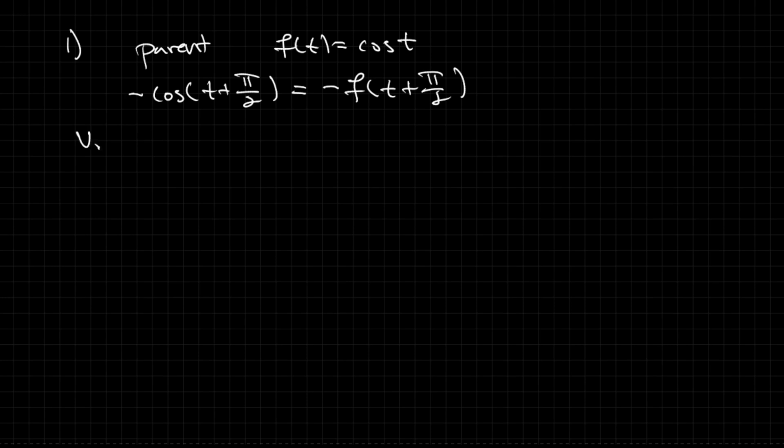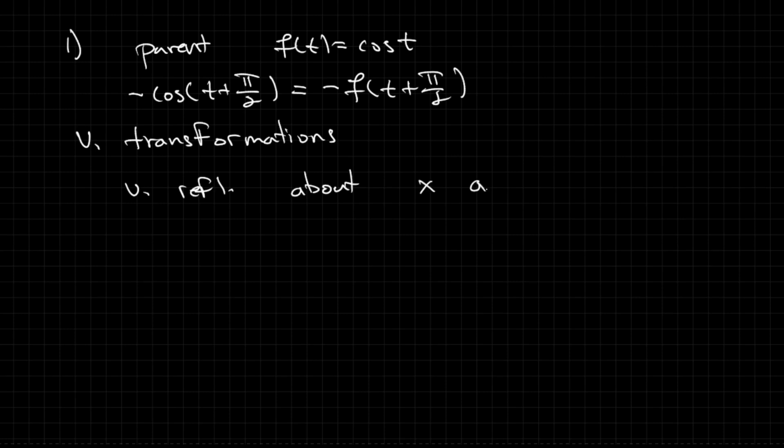So the vertical transformations in this problem, there's only one. There's a vertical reflection about the x-axis. Now remember, a vertical reflection about the x-axis takes all the y values and multiplies them by -1.